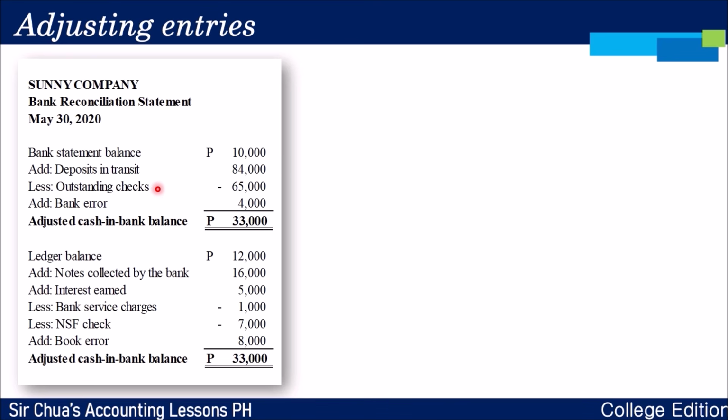Okay? So, deposit in transit, outstanding check, tsaka bank error, wala tayong usapan dyan sa company. Ang ginagawan po natin ng adjusting entries is yung mga activities ng bangko na hindi pa natin alam. Yun po yung i-record natin. Okay, so the first one is ito pong ito na, present ko na lahat.